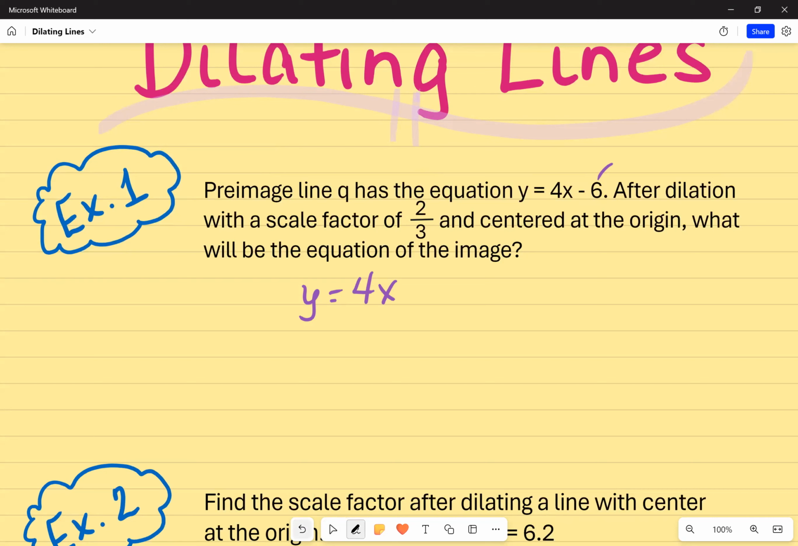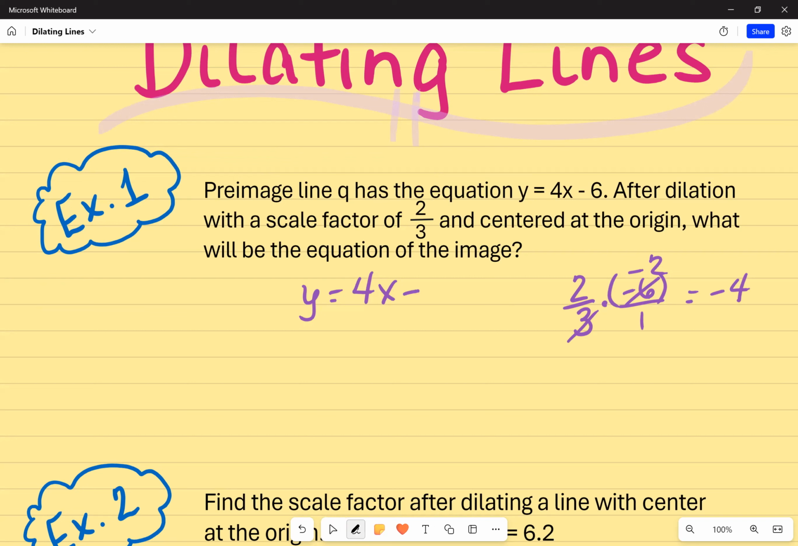What we're going to do is take 2/3 of that, because again, we're using the scale factor that was given and it's centered at the origin. So we can just go ahead and do 2/3. We don't have to do anything special. So 2/3 times -6. You can either multiply across, 2 times -6 equals -12, and then divide by 3, or you can do cross simplification. Just know that -6 is really over 1 if you're multiplying, and you will end up with -4. So this is my new y-intercept.